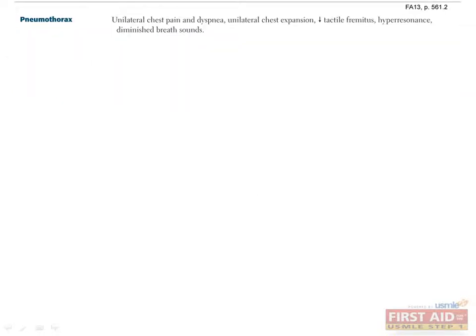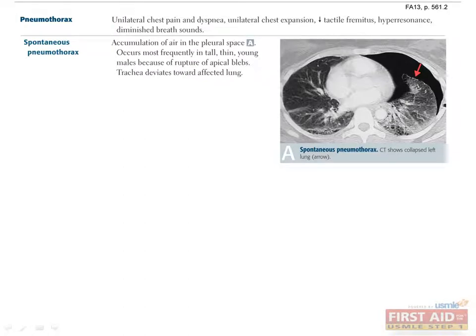As we discussed earlier on page 557, pneumothorax can present with classic absent breath sounds, hyperresonance, and decreased fremitus. Patients may also have some chest pain and shortness of breath. Now, when we talk about spontaneous pneumothorax, it's worth breaking it down a bit.